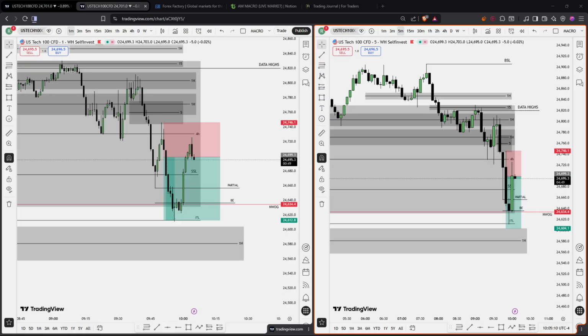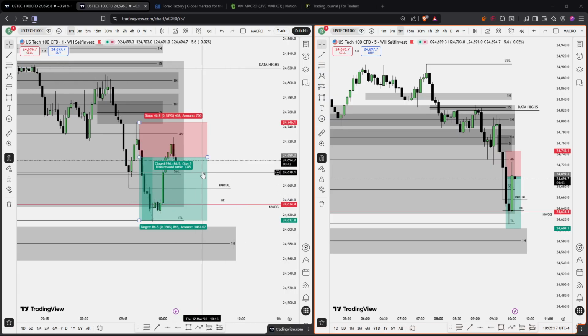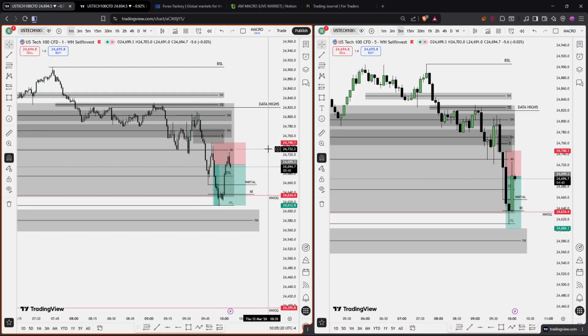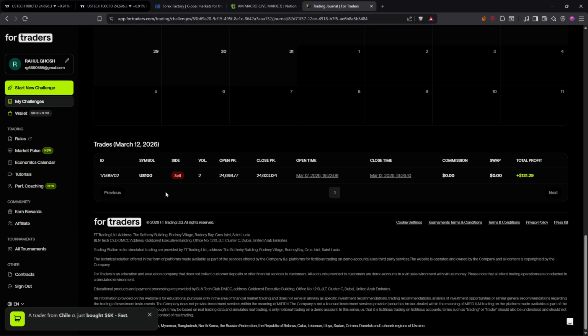Today we're going to be doing the trade recap of the trade that I've taken around 10-15 minutes ago. So yeah, this is the overall trade. Let's do a quick trade recap. I'll just show you the trade that I've taken here.